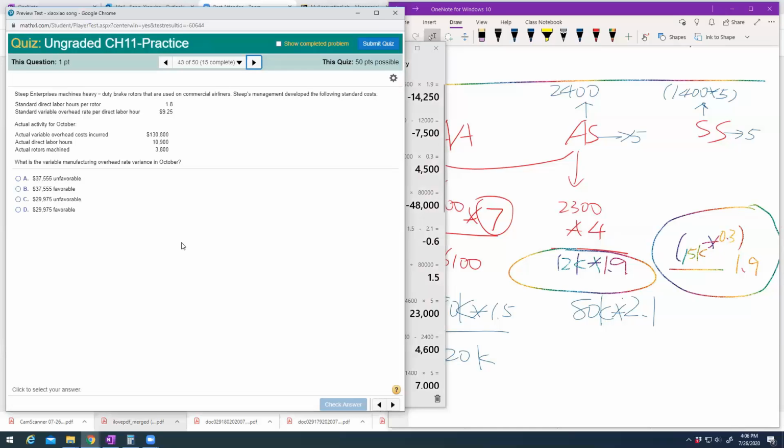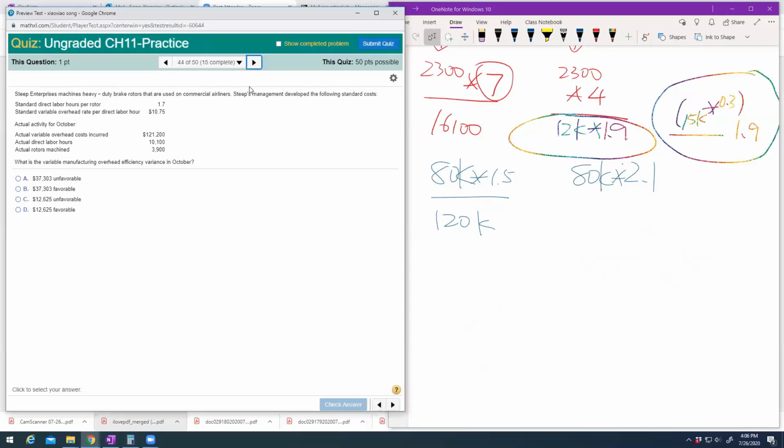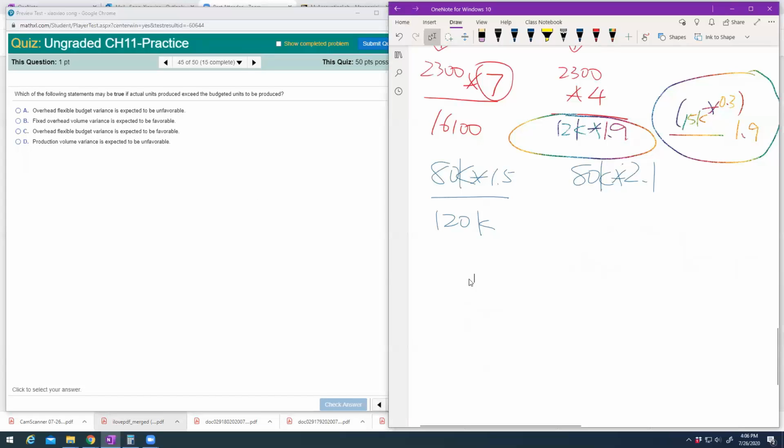Okay, next one, asking about variable manufacturing overhead rate. I'm not going to do it. You can do it by yourself, just to practice. If you have any question, just let me know. I skip this one. I skip the efficiency. I skip this one. So we look at the fixed manufacturing overhead.